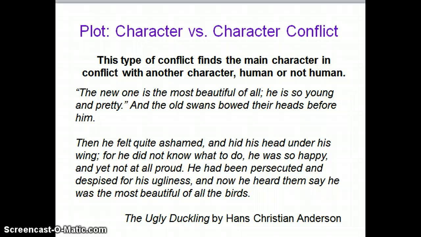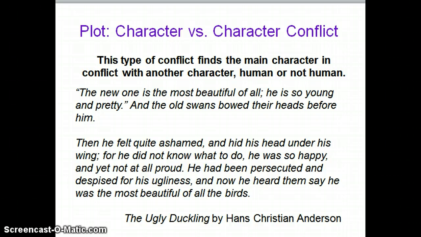The first one we're going to talk about is character versus character. Man versus man or other person. This type of conflict, as the definition says, finds the main character, our protagonist, in a conflict with another character, human or not human. Think of Harry Potter. Our good friend Harry is at conflict with whom? Voldemort. So we might not consider him human, but it's another character, another person that Harry is fighting, and that's really where all the conflict in the story comes from.